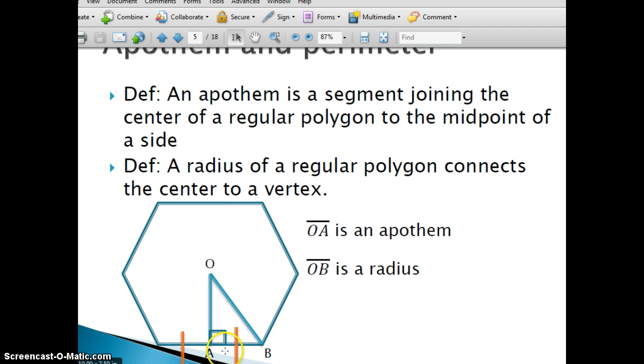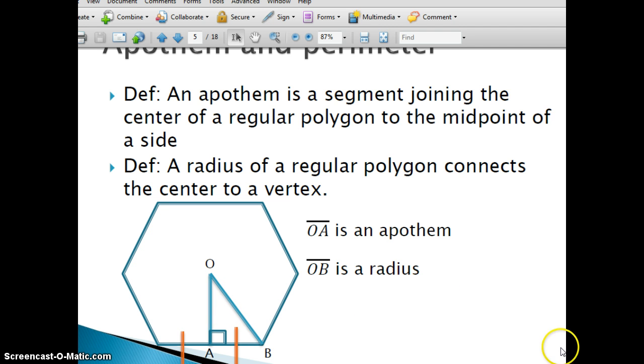So this segment right here and that one right there. And it's also perpendicular to it, so it is a perpendicular bisector. A radius of a regular polygon connects the center to the vertex. So it goes from the center to the corner. OA is the apothem and OB is the radius.